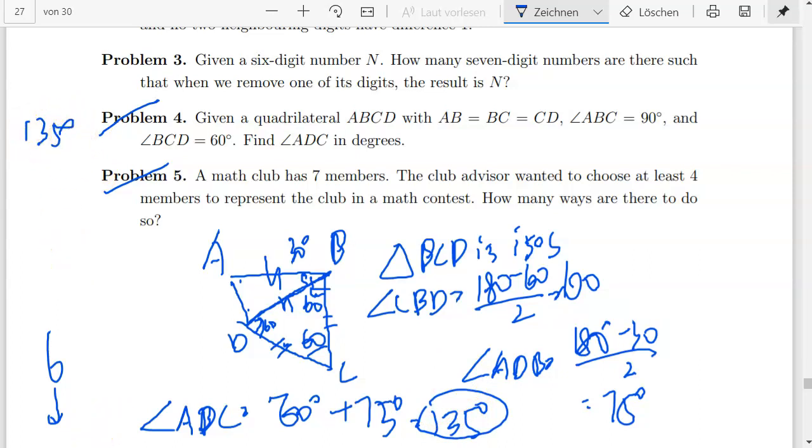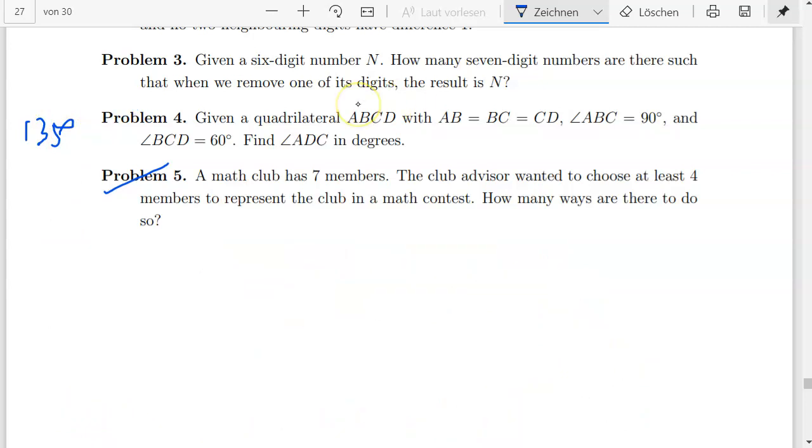I'll erase it for a while and you guys can look at problem 5. Now, looking on to problem 5, so I'll just read the question. A math club has 7 members. The club advisor wanted to choose at least 4 members to represent the club in the math contest. How many ways are there to do so?